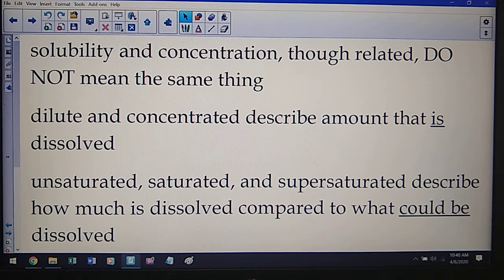That means dilute and concentrated describe how much is dissolved. Unsaturated, supersaturated, and saturated describe how much could be dissolved compared to what is. They do not mean the same thing. You can have a dilute, supersaturated solution or a concentrated, unsaturated solution. They do not mean the same thing. Do not get them confused. Dilute, concentrated: what is dissolved. Unsaturated, saturated, supersaturated: compared to what could be dissolved.